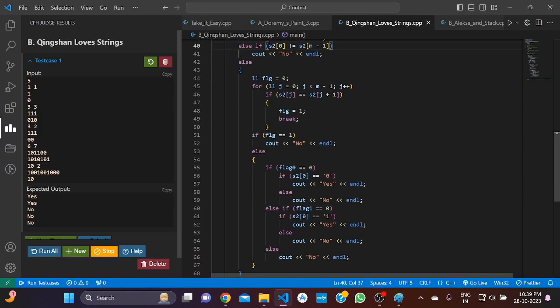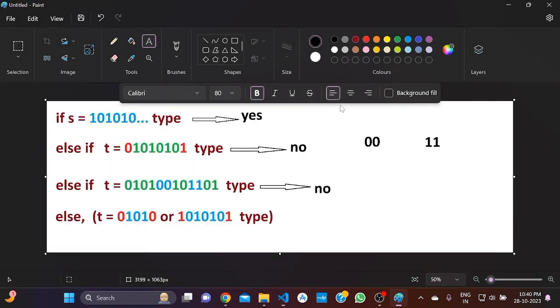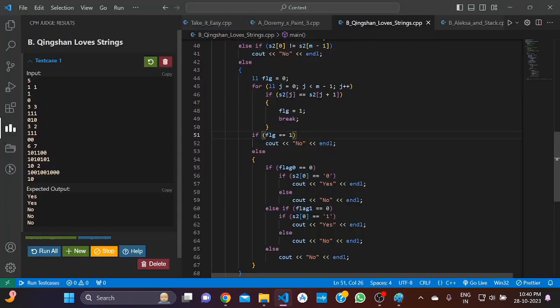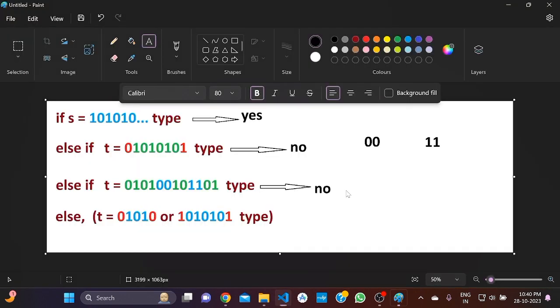So here is the for loop for this S2. That is, if S2[j] is equal to S2[j+1], I am checking whether 0 0 is present in T or not, or 1 1 is present in T or not. If this is present, then I am simply breaking the loop and printing no. And if it is not present there, then I am going to the last condition, this else condition.